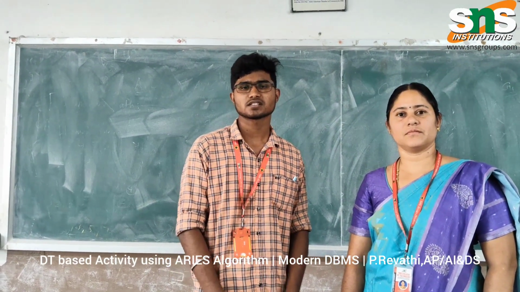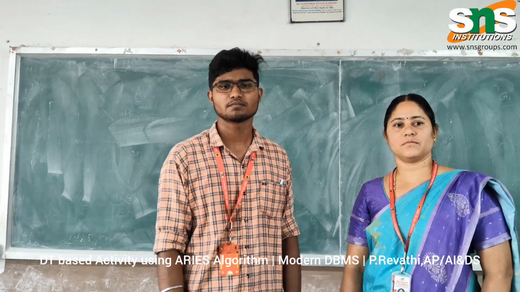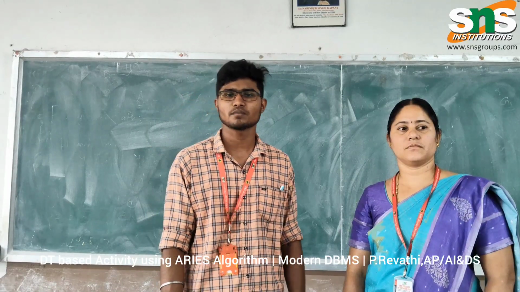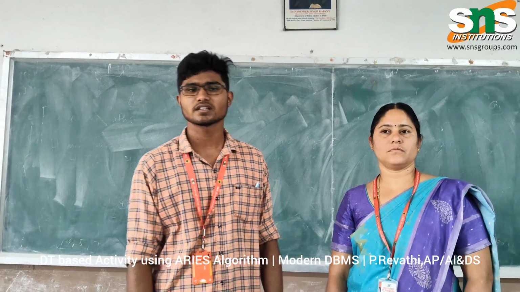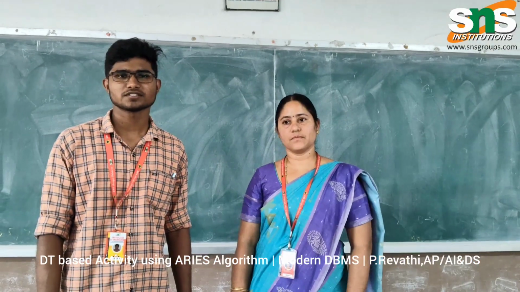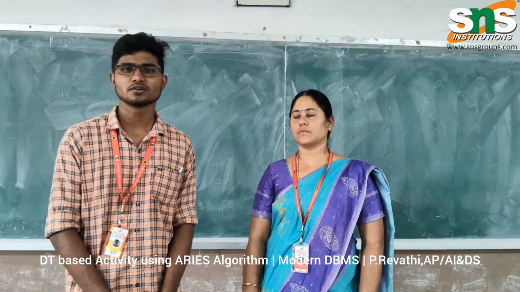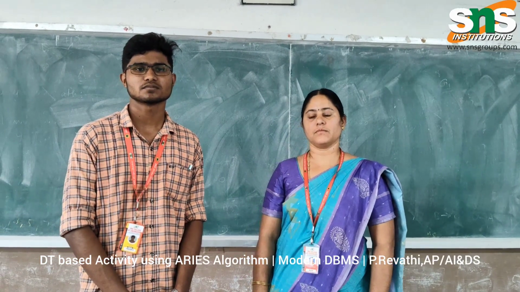Scenario steps of the transactions before the crash. Imagine two transactions are running. Transaction 1 updates the patient's room number: update patient set room number 305 where patient ID is 101. Transaction 2 updates the billing record: update billing set amount 7000 where bill ID equals 9001. T1 commits successfully, but before T2 can commit, the system crashes.